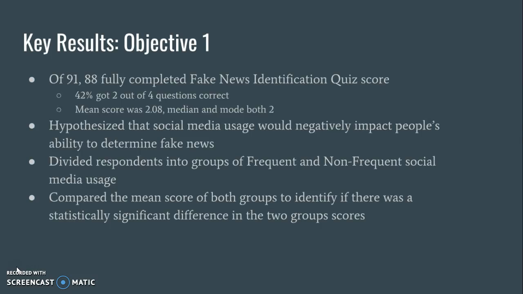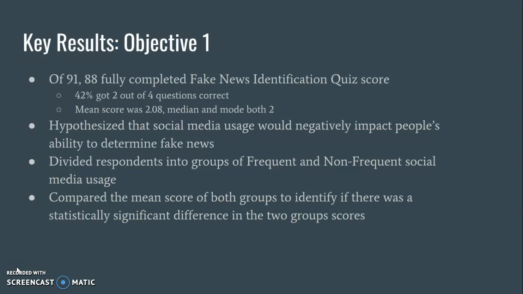Of our 91 people we sampled, 88 fully completed the fake news identification quiz score. 42% got 2 out of 4 questions correct, and the mean score was 2.08. We hypothesized that the social media usage would negatively impact people's ability to determine fake news. We then chose to compare that with their social media usage frequency. We divided the respondents into groups of frequent and non-frequent social media usage.